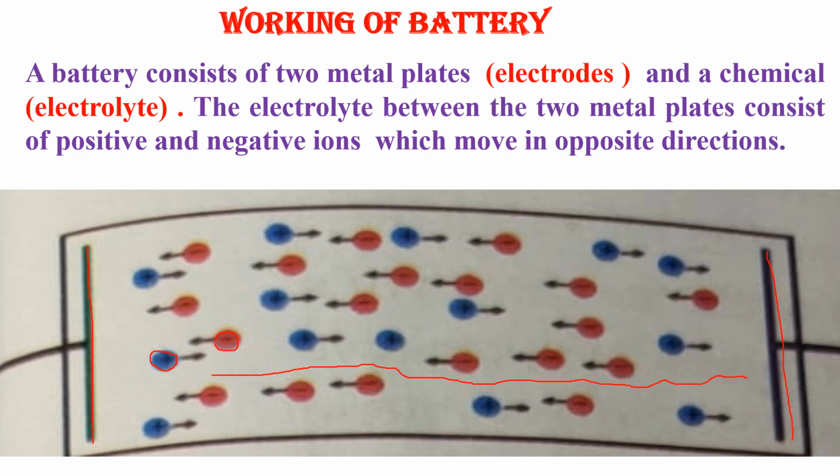We also know that in a battery or a cell, a constant potential difference is maintained till the battery is completely discharged.